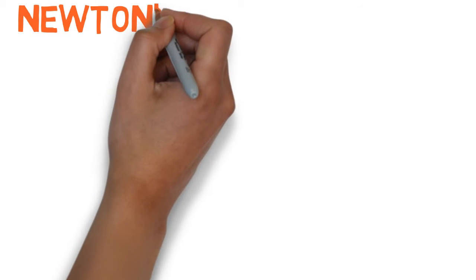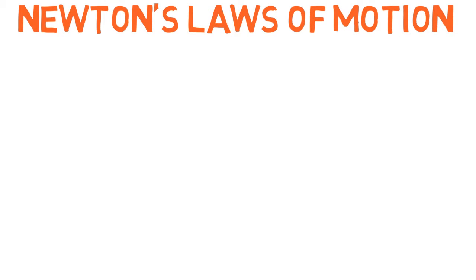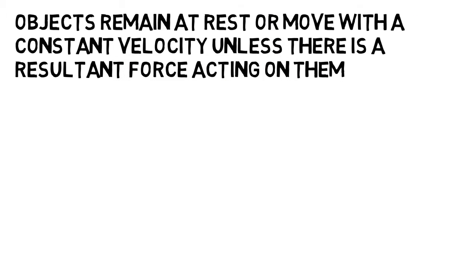Hello, today we will be looking at Newton's three laws of motion and how they are used in A-level physics. Newton's first law of motion states that objects remain at rest or move with a constant velocity unless there is a resultant force acting on them. We can use this fact to deduce things about objects.